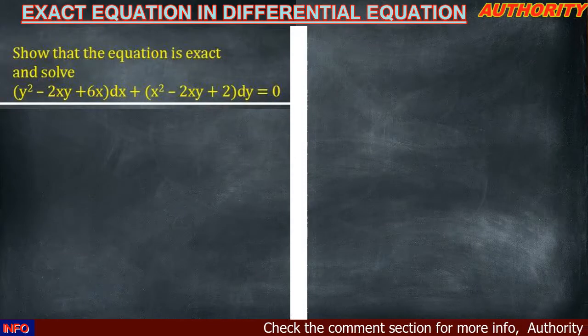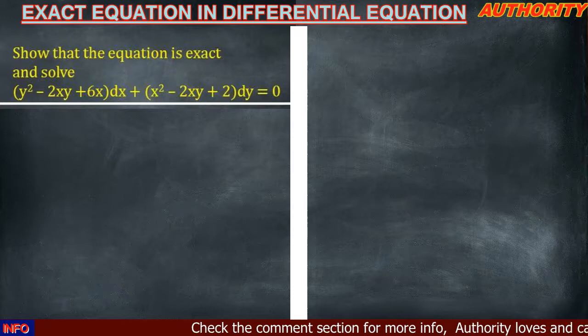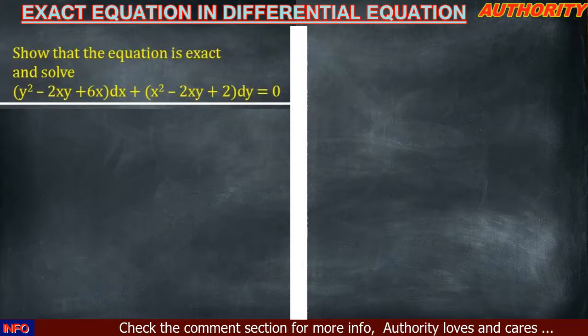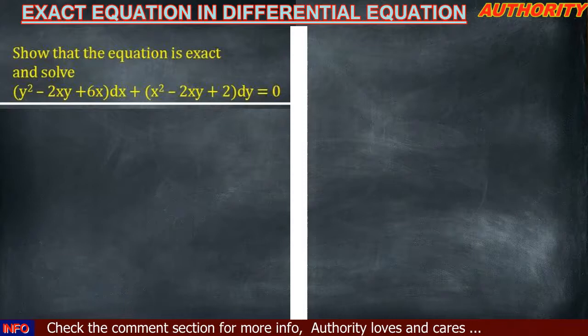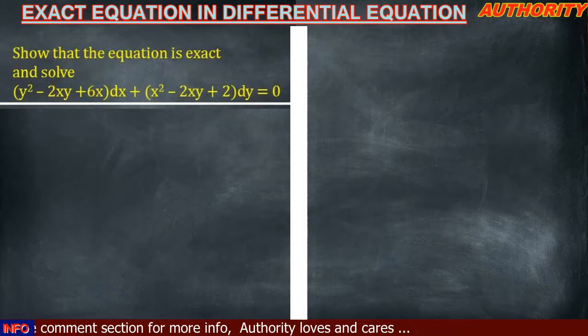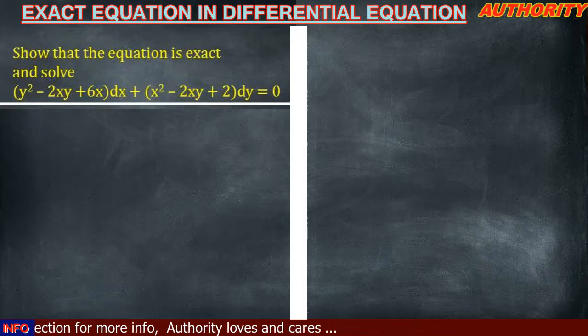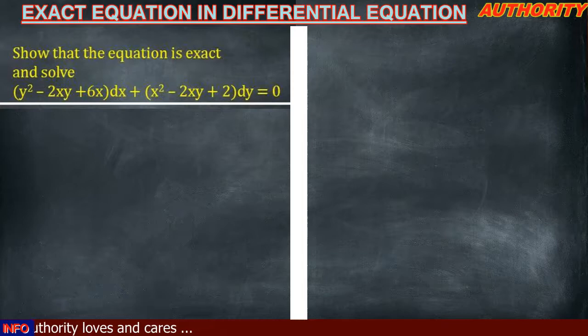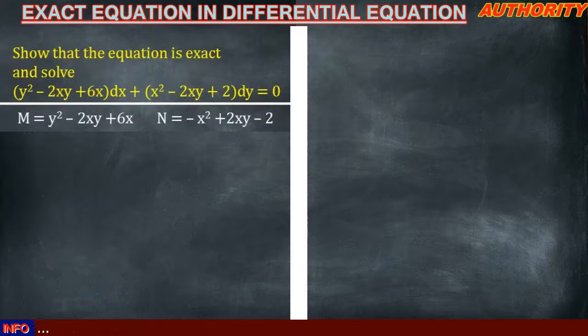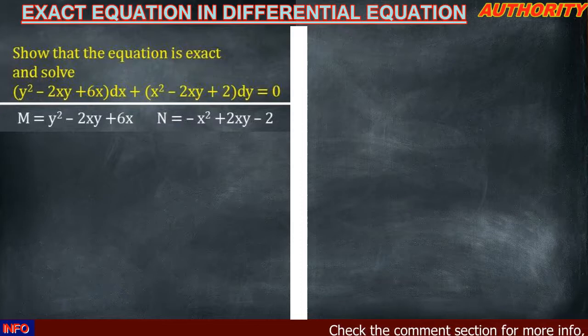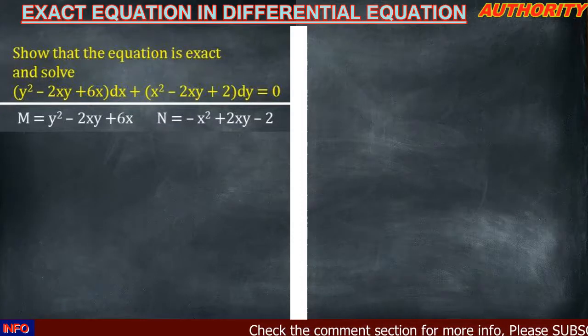Here we have the side that is having dx and the side that is having dy. So this side that is having dx, we are going to give it a name, and this side that is having dy, we are going to give it a name. So dx is going to be M, and dy is going to be N. So that means M is equal to y squared minus 2xy plus 6x, and then N is equal to minus x squared plus 2xy minus 2.